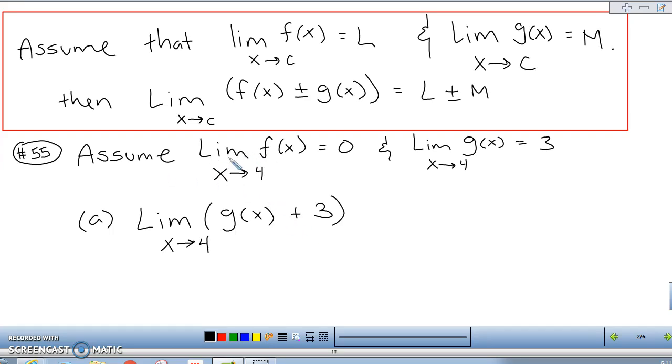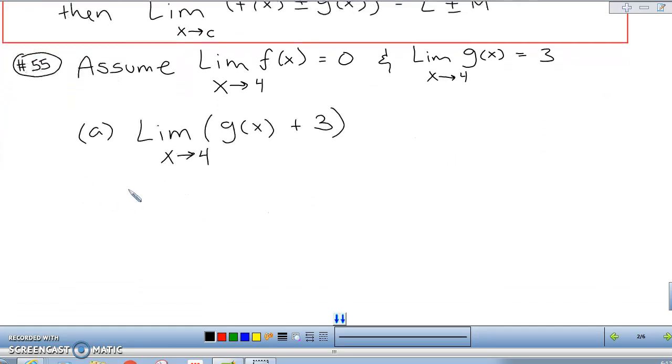But they're telling us to assume that the limit of f of x as x approaches 4 is 0, and the limit of g of x as x approaches 4 is 3. So the limit of g of x plus 3 as x approaches 4, what is that? This is how we're going to apply them. According to the property, we get this.